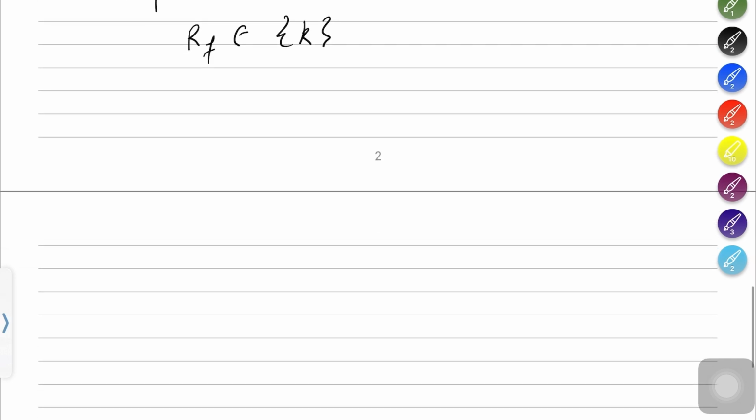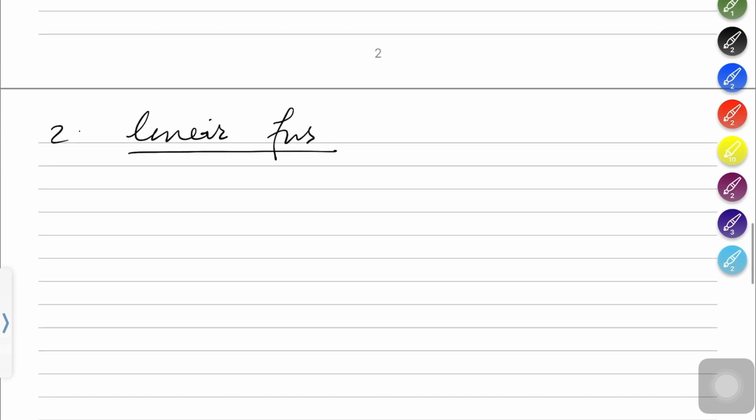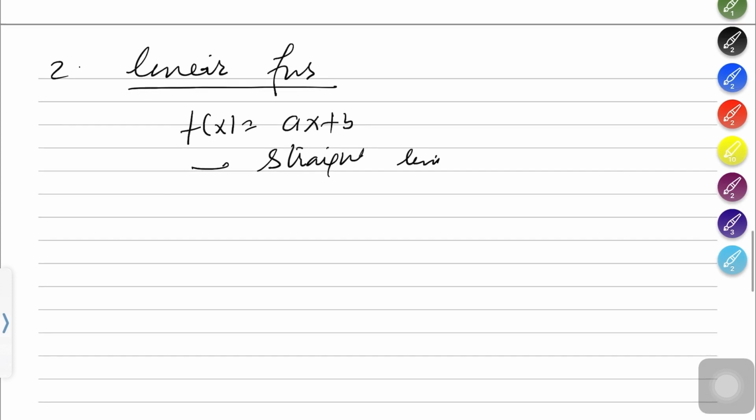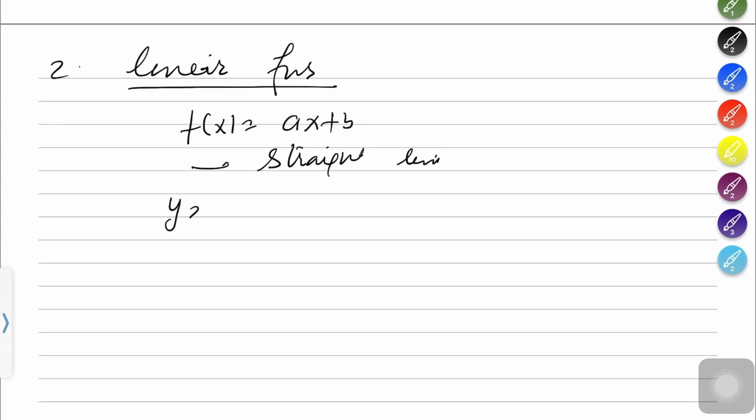Next, let's talk about the linear function. A linear function is obviously f(x) is equal to, let's say, ax plus b, any linear function. So obviously this represents a straight line. This is just a straight line. So this is y is equal to, let's say, ax plus b.